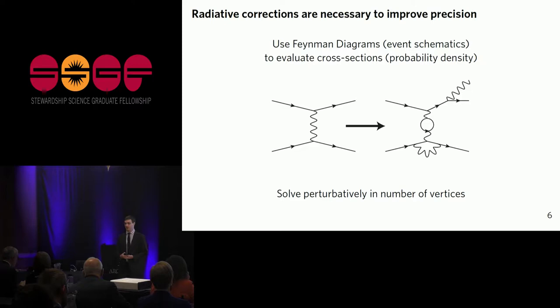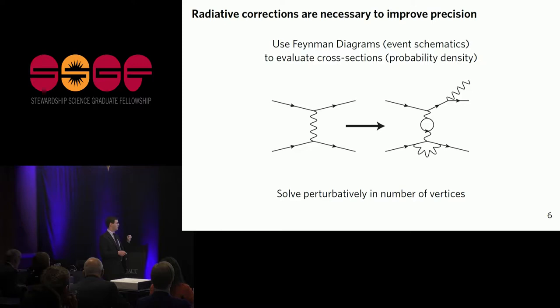And it's simple. I mean, this is QED. We've been able to calculate this in theory for years, decades. And the way we do it is by using Feynman diagrams. And we evaluate this cross-section by going perturbatively in the number of vertices.